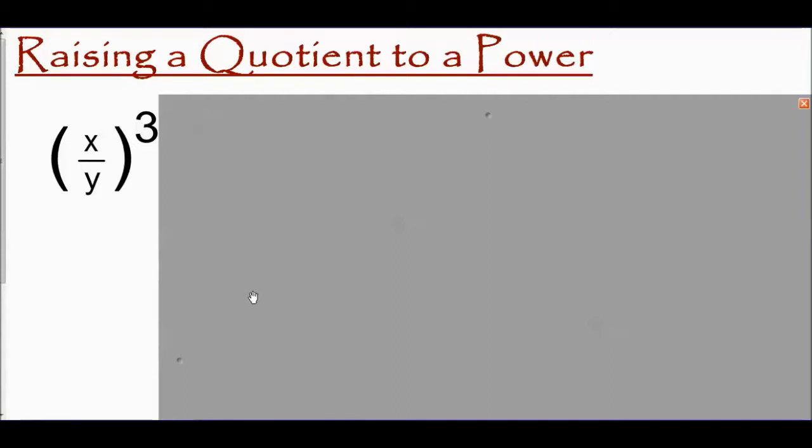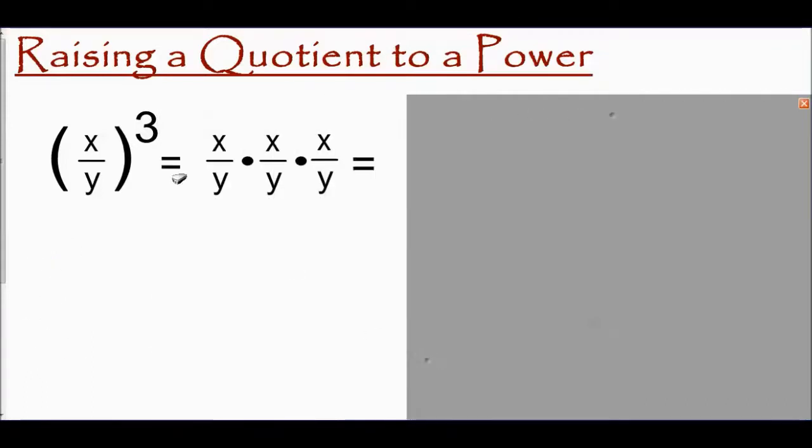Now, our second rule here is raising a quotient to a power. This is similar to where we had a product to a power. If you'll remember, in the previous lesson, if we had xy to the 3rd power, you applied that exponent to each factor inside there. Something similar is going to be happening with division.